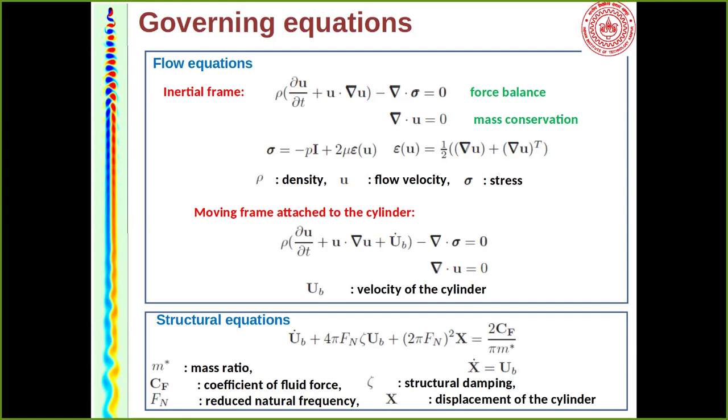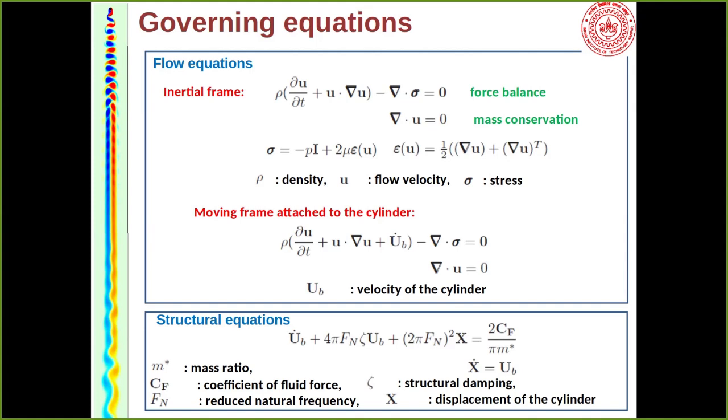The structural equations I've already shown you in the previous slide. We just rewrite them in terms of ρ. So now the fluid and structure are coupled in terms of the speed at the boundary. So if my cylinder is moving with a certain speed, the fluid at the surface is also moving with the same speed. So that's why this U_body is very important. Okay, so this is our combined equation.